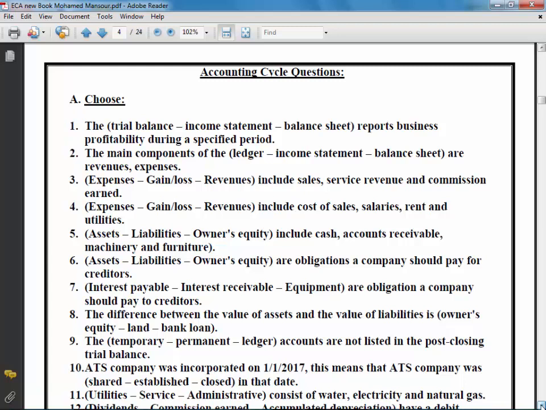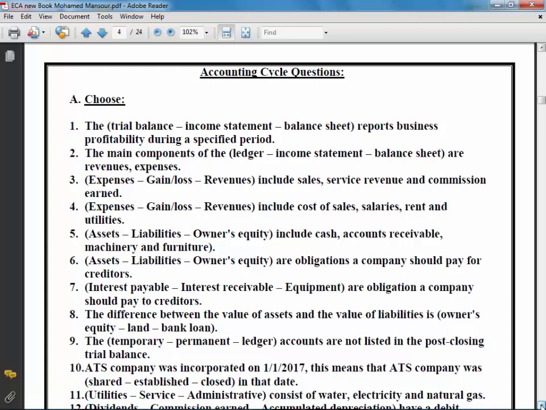2. The main components of the ledger, income statement, balance sheet are revenues and expenses. Also, the answer here is the income statement, which contains revenues and expenses. 3. Expenses, gain or loss, revenues include sales, service revenue, and commission earned. These are, of course, revenues, because all of these accounts are revenues.